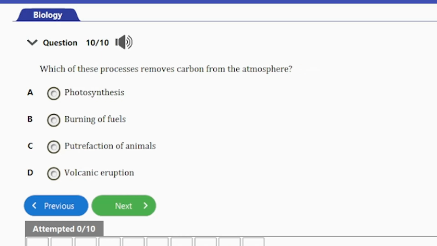Let's consider the next and the last question, guys. Question number 10 here. Which of these processes removes carbon from the atmosphere? A. Photosynthesis, B. Burning of fuels, C. Putrefaction of animals, and D. Volcanic eruption. So guys, like we've answered this question already before, the answer will be photosynthesis. Photosynthesis removes carbon from the atmosphere, and that's option A here, guys.